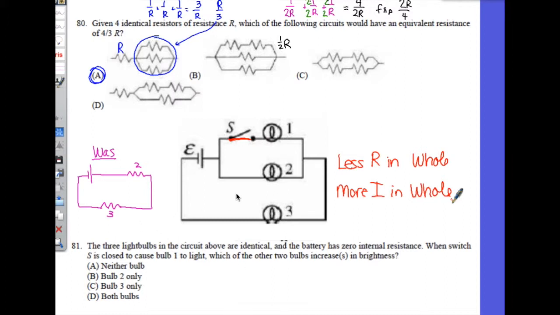But what about light bulb 2? Well, last time 2 got all of the current. Now it's splitting here. Now it's only getting half the current. Even though it's more current overall, only half of it goes through 2, so that is not going to get brighter. So it is C.